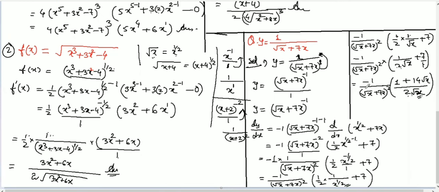Now fraction multiplied by fraction you have here. So minus 1 multiplied by the top: minus 1 plus 14 root x over this 2 root x multiplied by the whole of this, so this will be 2 root x plus 7x to the power positive 2. So this will be your final answer. So this way we will use chain rule. In my next video, I'm going to explain you the product rule and quotient rule of differentiation.